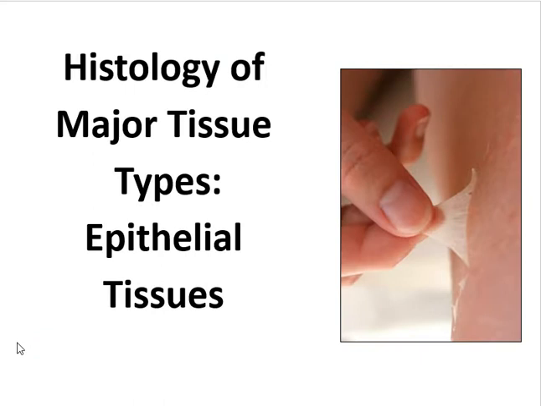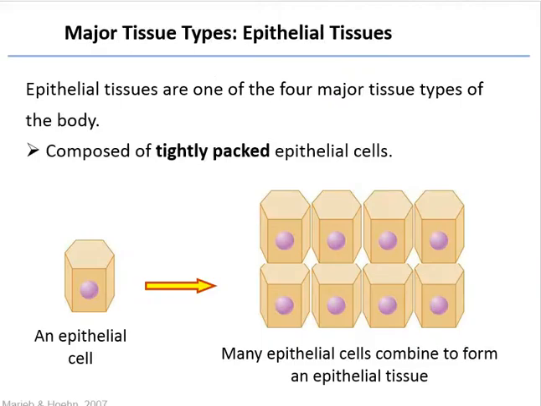In the next part of this lecture, I'll focus exclusively on the epithelial tissues. And in particular, we'll spend a lot of time looking at the lining epithelial tissues. So here we have a basic concept slide providing an overview of what the epithelial tissues are. Epithelial tissues, as I've said before, are one of the four major tissue types of the body. The other three being muscle tissue, nervous tissue, and connective tissue.